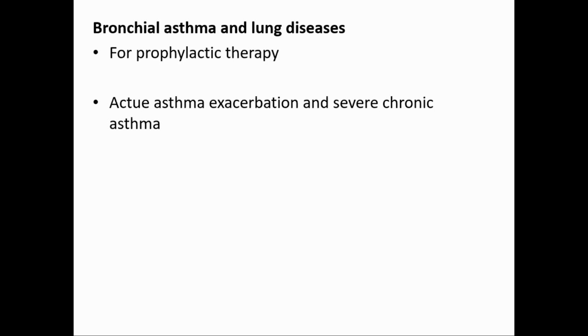They are used in bronchial asthma. In bronchial asthma, they are mainly used as prophylactic therapy, and for this, inhalation preparations are used like inhalation budesonide, inhalation beclomethasone, etc. They are also used in acute asthma exacerbation, which is known as status asthmaticus, and in such cases usually IV hydrocortisone is used.